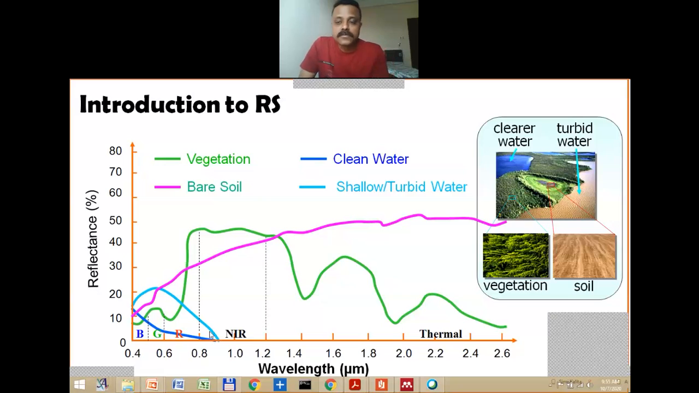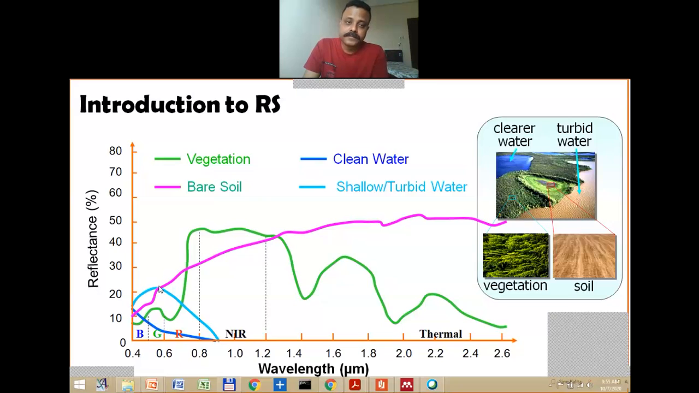So the reason why the turbid water appears brownish, or not blue, is that in the brown or reddish regions you expect higher reflectance.